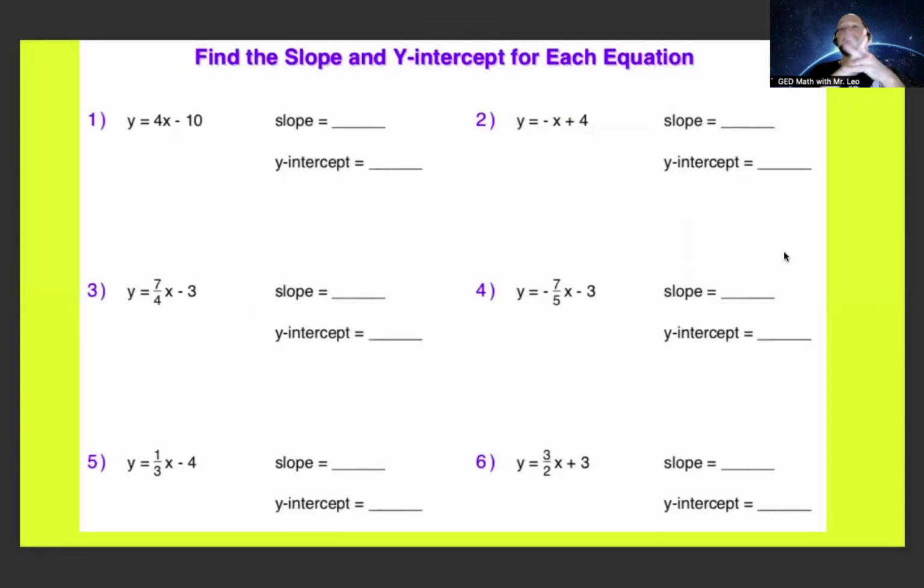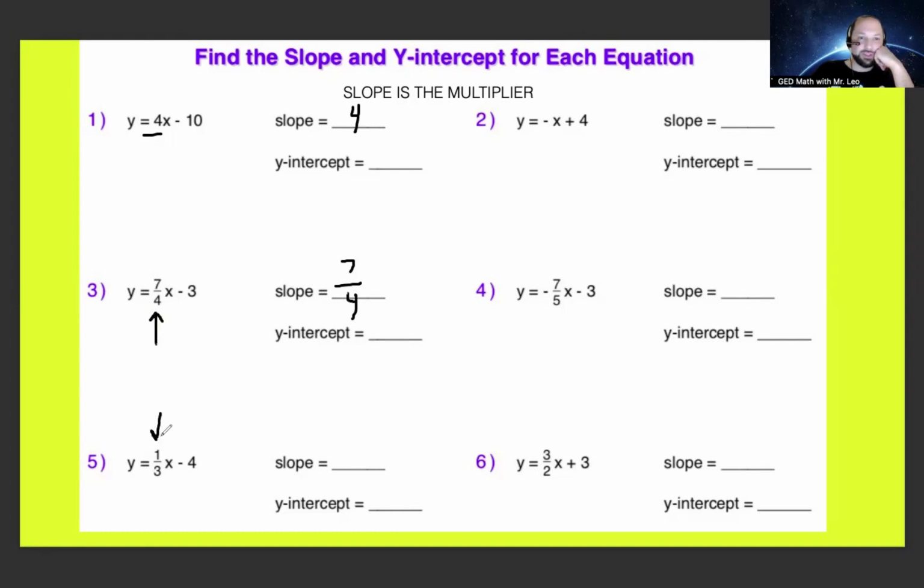All right. Here, you're going to tell me the slope and y-intercept for each equation. For right now, just focus on slope. What is slope in this context? Remember, slope is the multiplier. So in this case, the first one, the slope is 4. That's it. This one, the slope is a fraction, 7 over 4. That's it. We like fractions in this context.